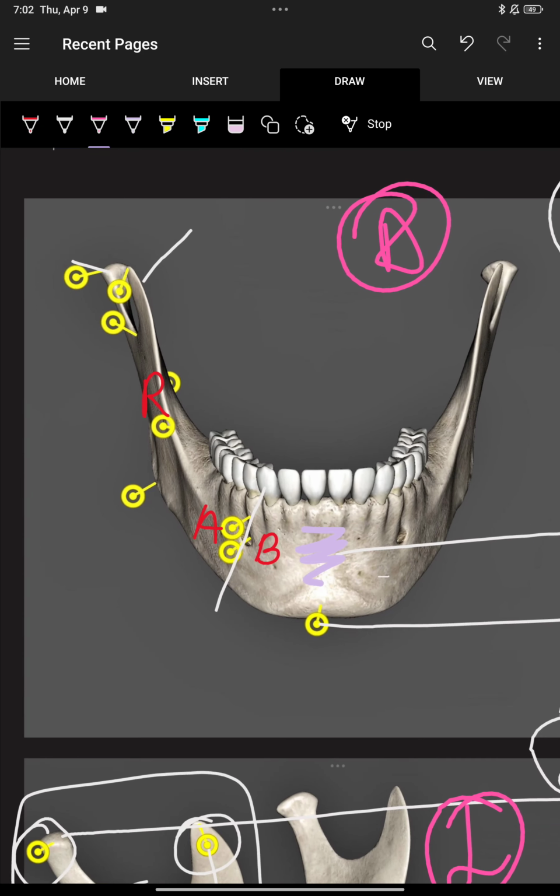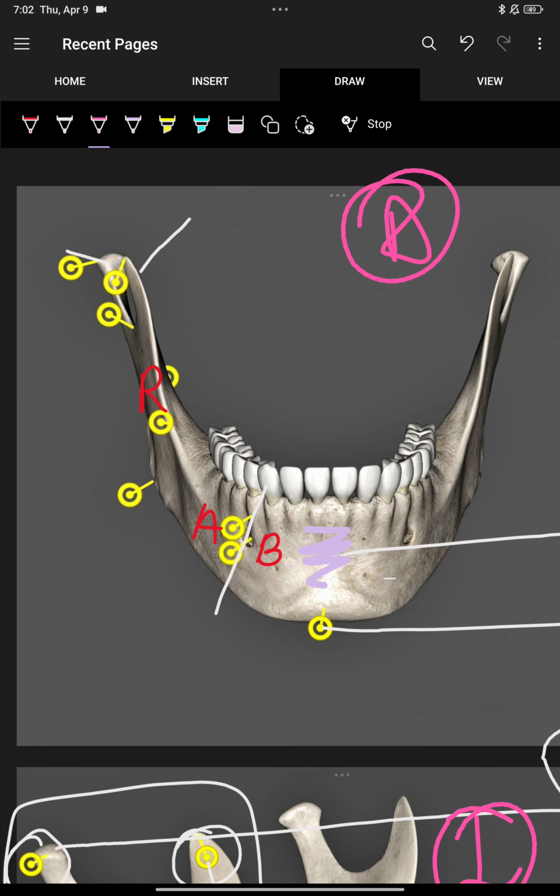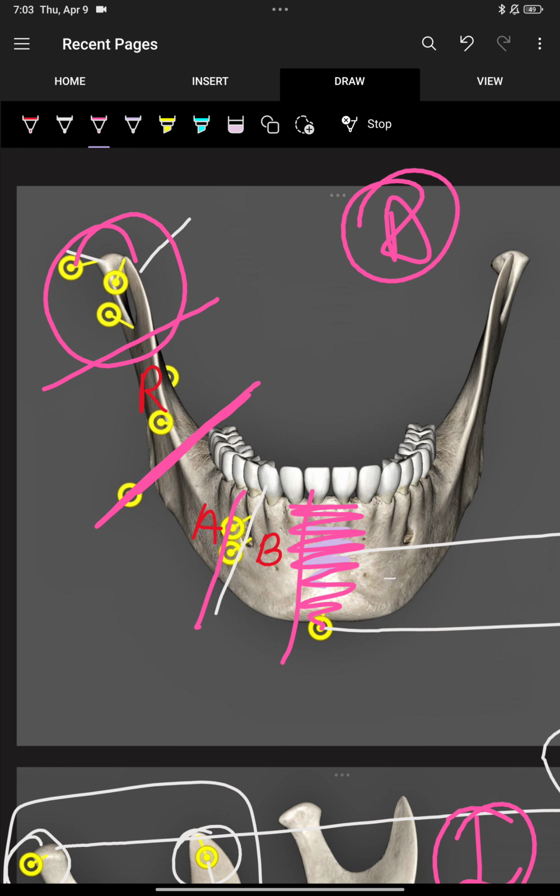Let's come to this picture. I'll divide the mandible. This structure is called the symphysis, and the structure here is called the body. Till the angle it is called the angle, and till the processes it is called the ramus. This is how the mandible is divided.